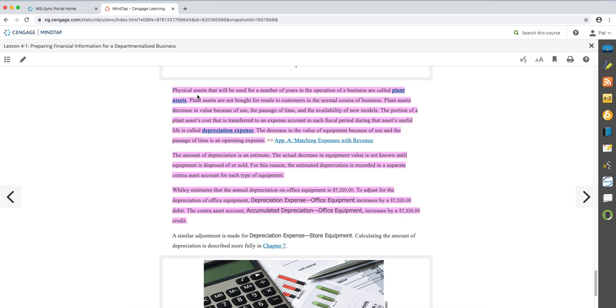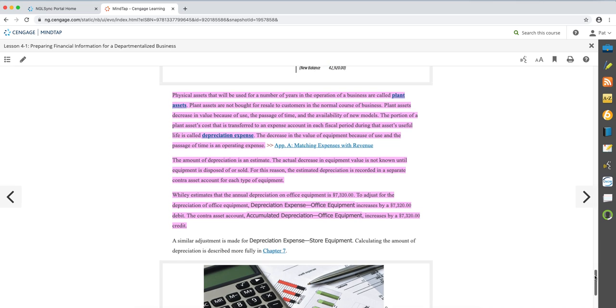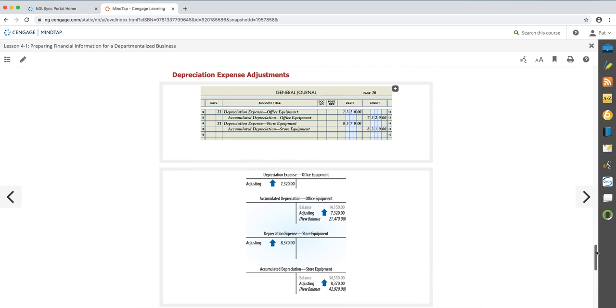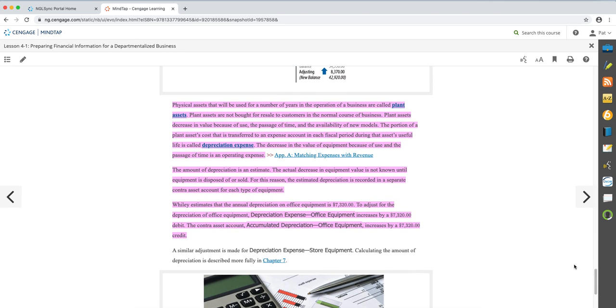Plant assets are not bought for sale, so they're not like if you own the hat store, they're not the hats. The plant assets are the buildings and things like that. The portion of plant assets that is going to be transferred to expense is called depreciation. You know, farmers buy trucks. They're not worth $50,000 in the second year. They're worth a little less, so you need to depreciate them. But if they're used for business, we will call it an expense, the depreciation expense.